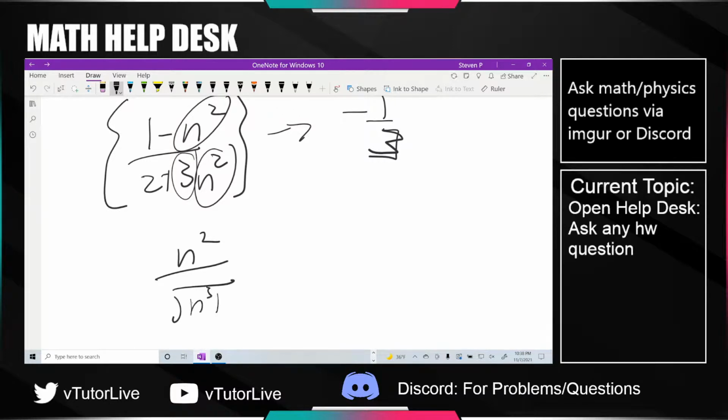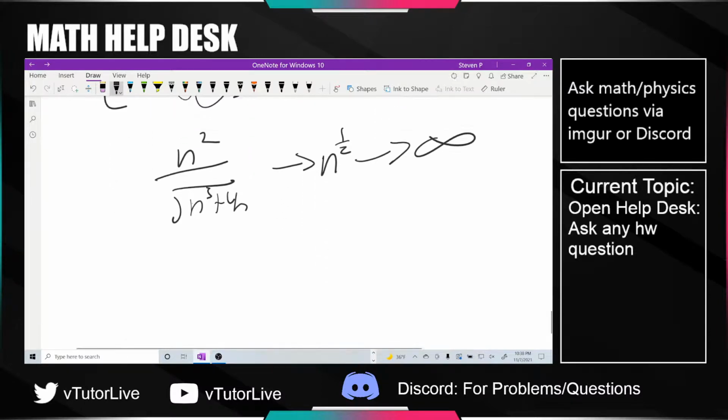Square root of n cubed plus 4n. Well, this is basically n to the 3 halves, and this is n squared, so I would say this starts looking like n to the 1 half, which goes to infinity, right? So I would say that diverges.